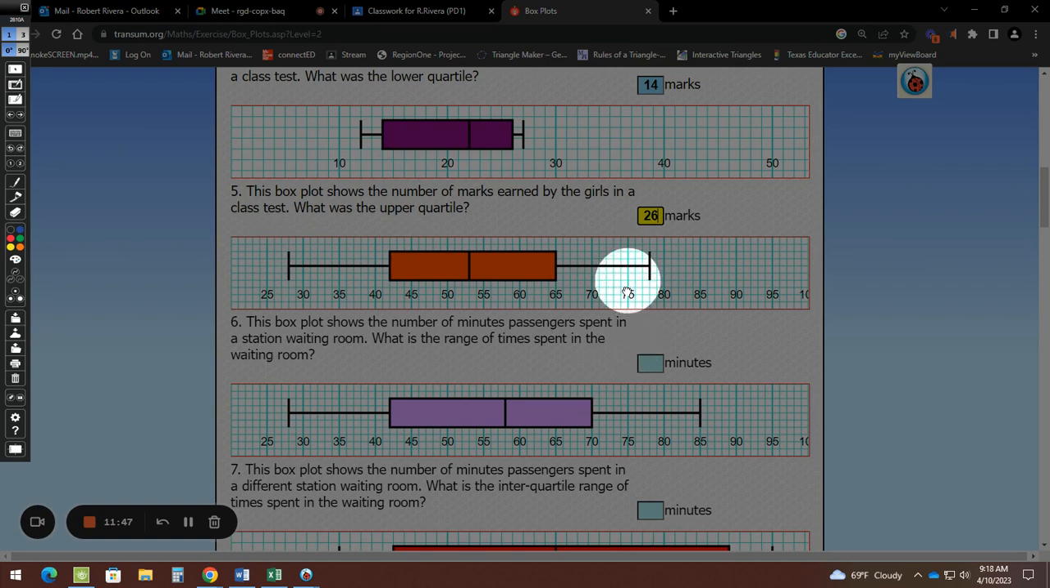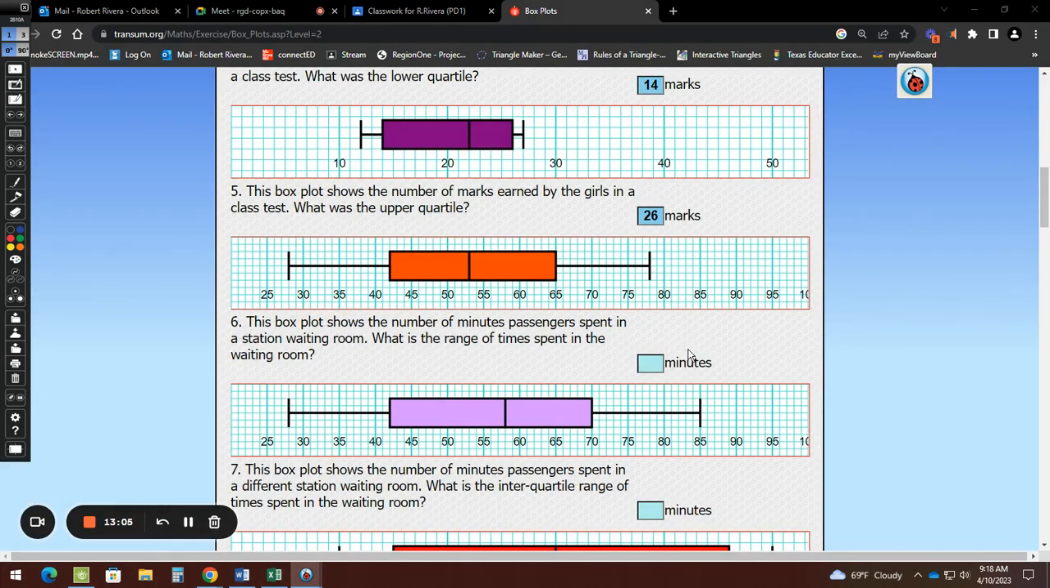So let me start with this guy. 75, 76, 77, 78. 78 will be the upper. Okay? Now this guy. 25, 26, 27, 28. 28 will be the lower. What's 78 minus 28, guys? Pretty easy. 50. The range of this data would be 50.